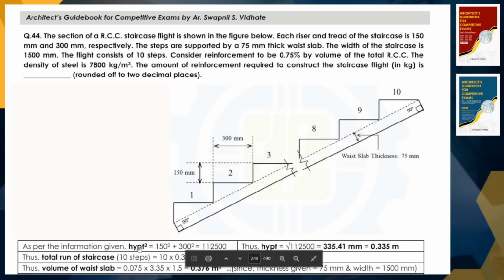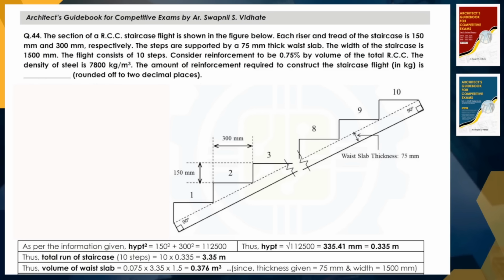So how we will identify here, that will be 150 square plus 300 square will be the square of this particular hypotenuse. So the hypotenuse will be square root of 112500. So hypotenuse will be 335.41 mm. We'll convert this into meter. It will be 0.335 meter, right? So this particular distance is 0.335. If we multiply by 10, we will get the total run. So 10 multiplied by 0.335, it will give the total run of 3.35 meter.